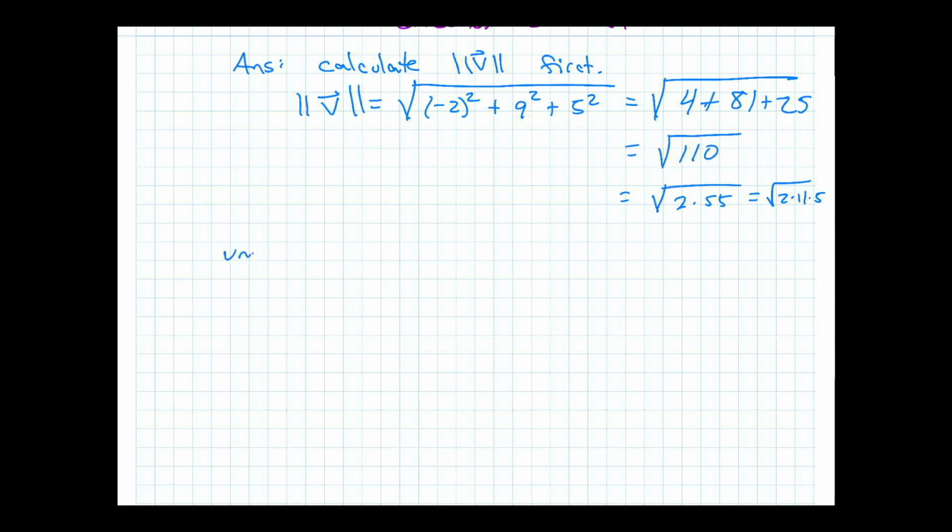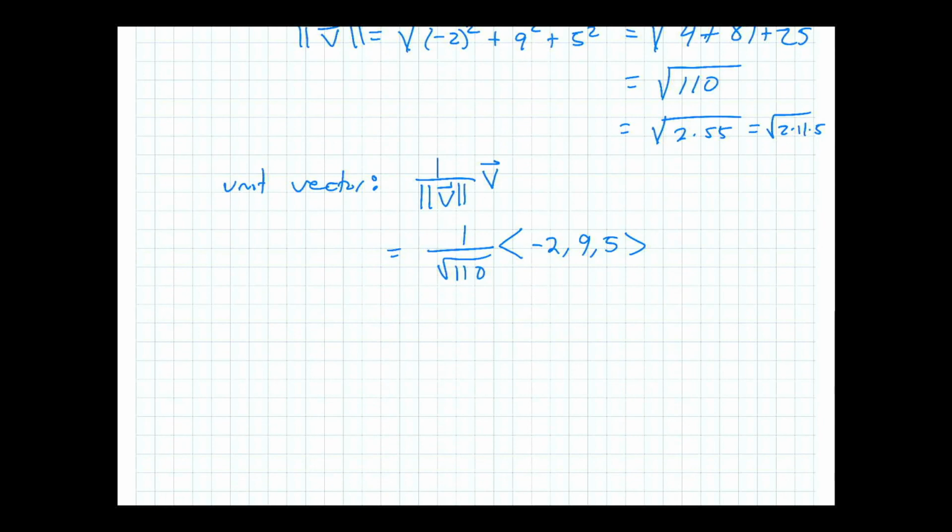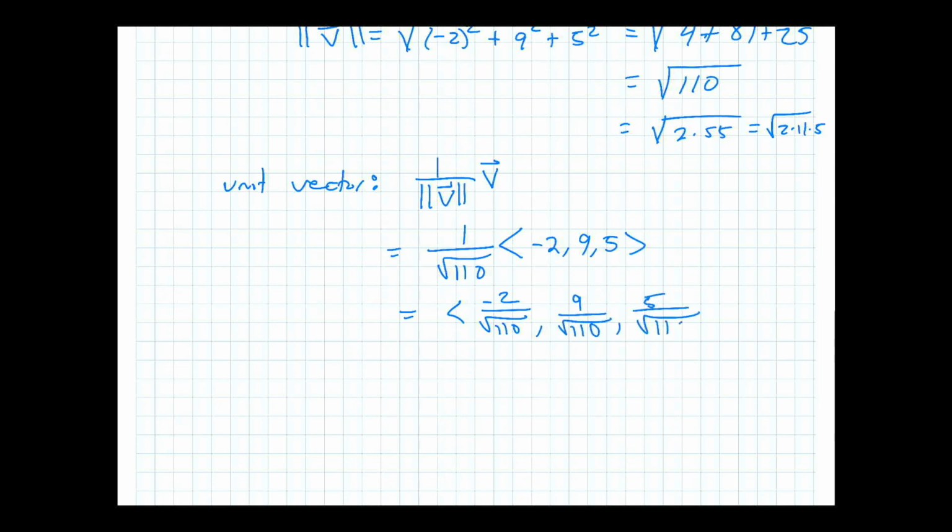So then the unit vector is 1 over the magnitude of v times v. And so that's 1 over the square root of 110 times the vector v, which was -2, 9, 5, right? So that's it. You just write that. And if you want to, you can distribute this and put it under there and have -2 over square root 110, comma 9 over square root 110, comma 5 over square root 110.